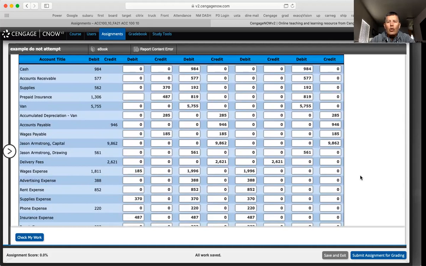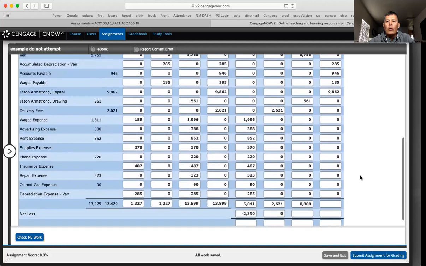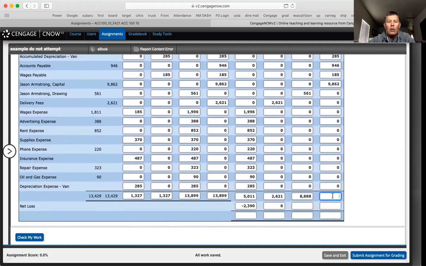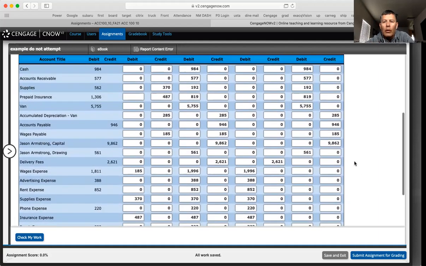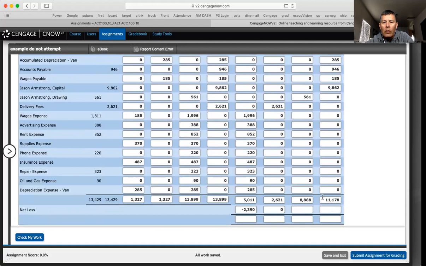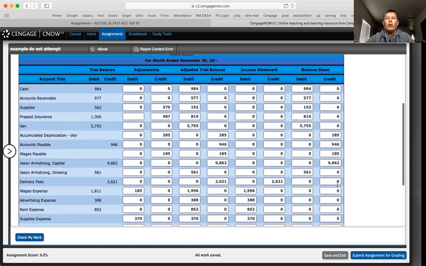Now our credit: 285 plus 946 plus 185 plus 9862 equals 1178. Okay, let's double check this now. These don't necessarily add up. So let's figure out what's going on.